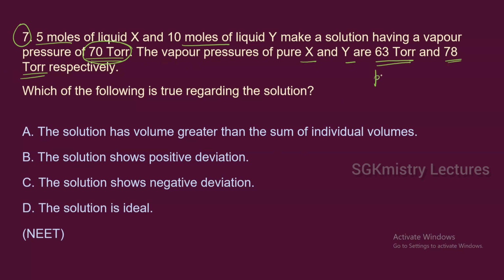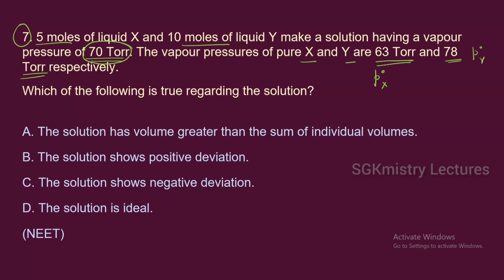So this represents the P naught values, this is for X and this is for Y, because they have mentioned it is the vapor pressure of the pure X and pure Y, right? Which of the following is true regarding the solution? So first let us calculate.